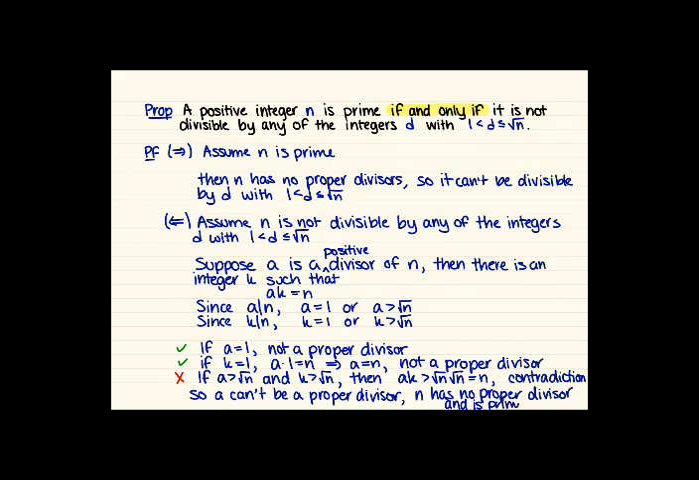Squeeze that in there. Alright, so then we've proved both directions of this, showing that a positive integer n is prime if and only if it's not divisible by any of the integers d with 1 less than d less than or equal to the square root of n. So we've got an easier test for prime numbers than checking everything less than the number we want to know if it's prime.